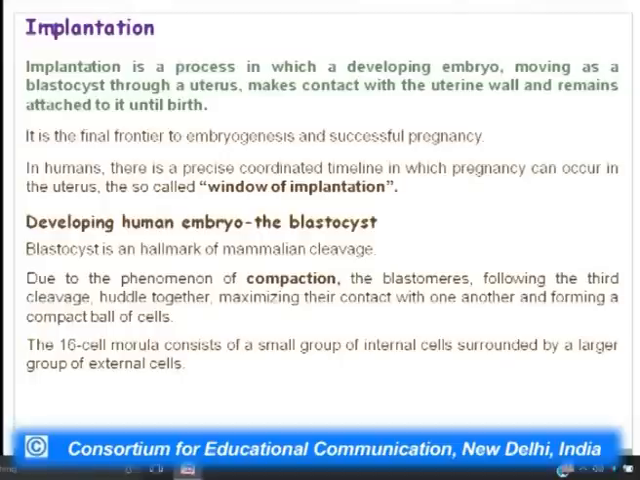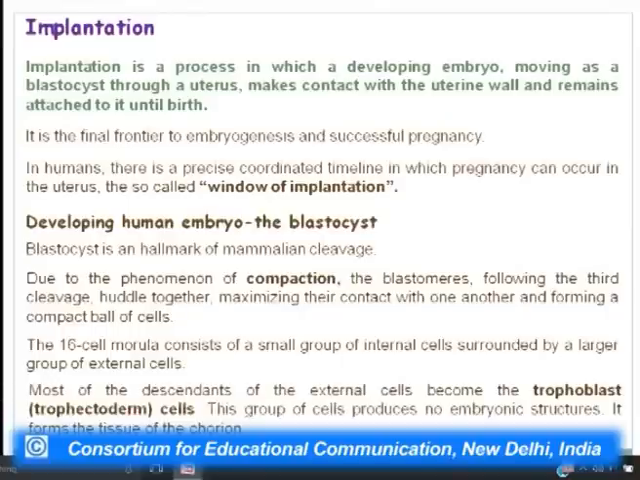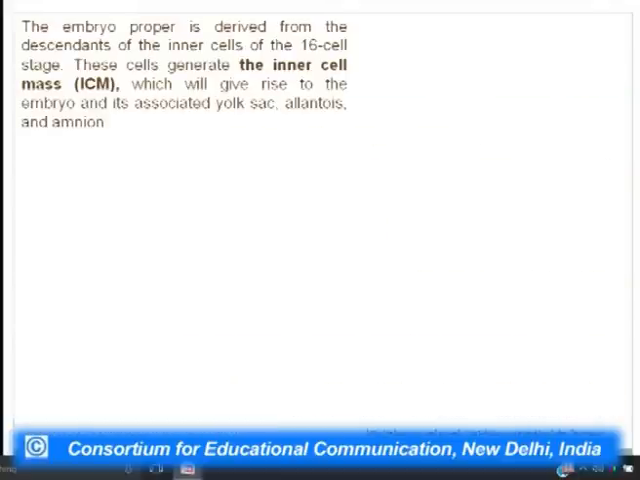The 16-cell morula consists of a small group of internal cells surrounded by a larger group of external cells. Most of the descendants of the external cells become the trophoblast or trophoectodermal cells, the group of cells that produces no embryonic structures but forms the tissue of the extraembryonic membrane called the chorion. So that's the division that takes place.